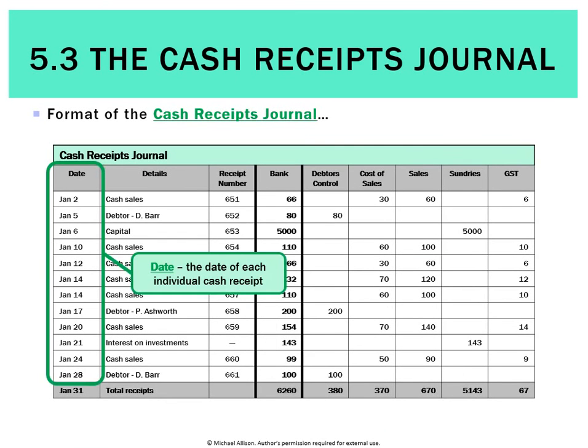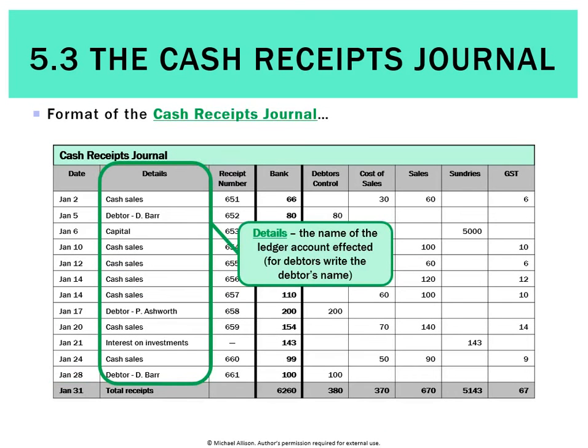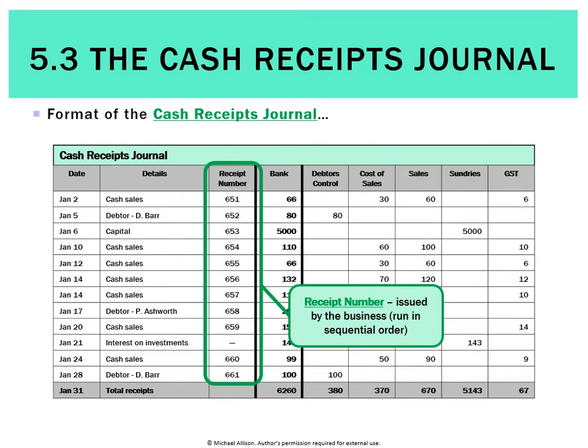The format, we have a date column, so the date of the actual transaction. Under details, that's the name of the other ledger account affected. So we know cash is going to go up because we're receiving money, but what else is going to go up on the credit side? So you can see some of the transactions affect the cash sales ledger, or the debtors ledger, or the interest on investments ledger, and so on.